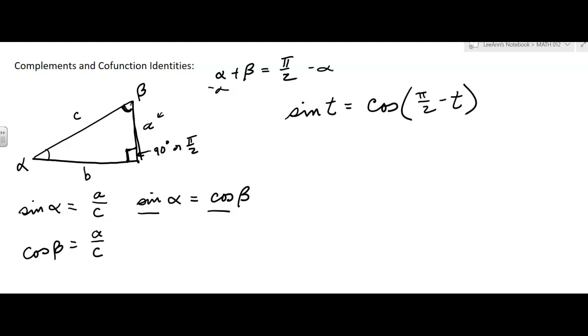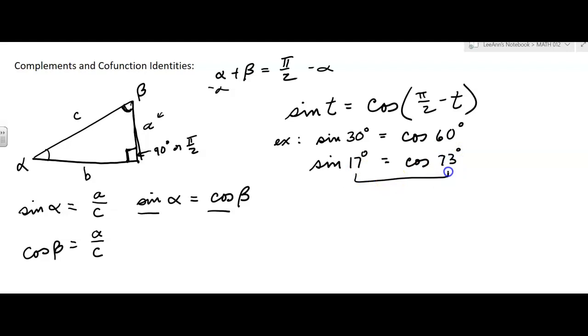So the sine of 30 degrees is equal to the cosine of 60 degrees. So for example, sine of 30 degrees is equal to the cosine of 60 degrees. Or I could have the sine of 17 degrees is equal to the cosine of, okay, so what's 90 minus 17? 73. See, these two are adding up to 90 degrees, and their cofunctions, sine and cosine, are equal to each other, okay? So that's what the cofunction identities do.